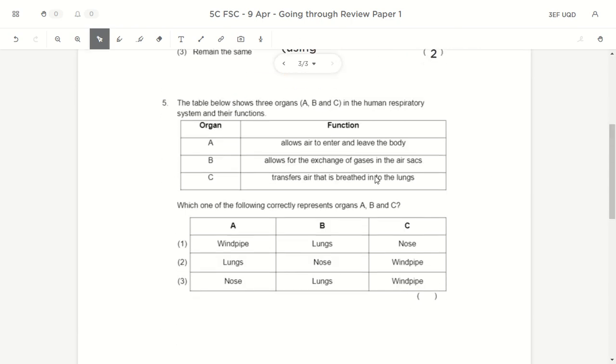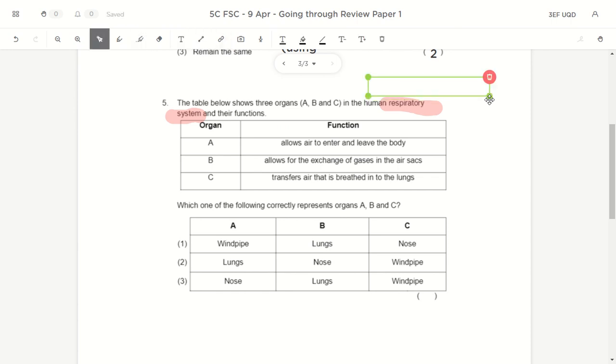Okay, now we move on. Question number 5, the last question. Okay, the table below shows 3 organs A, B, C in the human respiratory system. Highlight respiratory system. And think about it. What are the 3 organs in the human respiratory system?